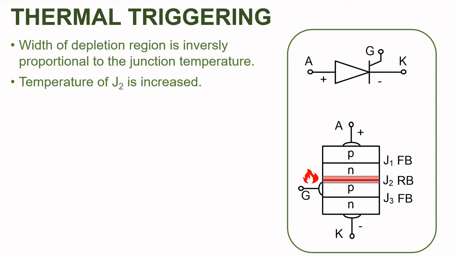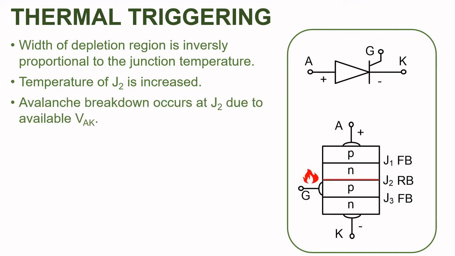If we go on increasing the temperature of junction J2, we can see the width of the depletion region is going on reducing. At a particular value of the width of depletion region, the avalanche breakdown of junction J2 will occur due to the available anode to cathode voltage.